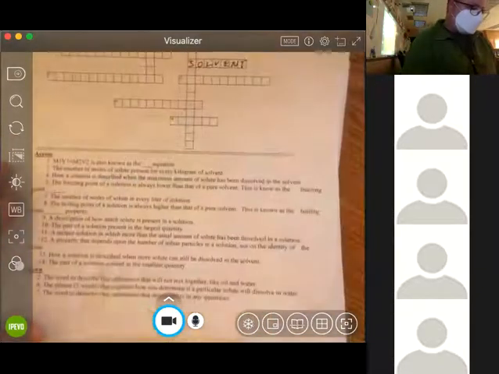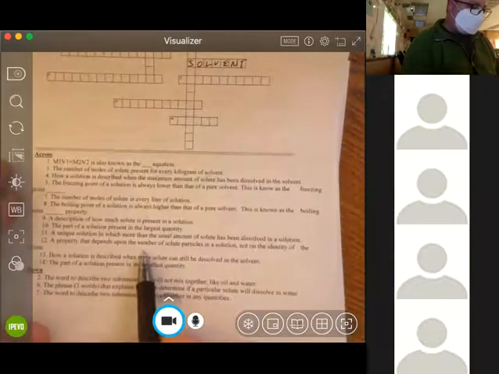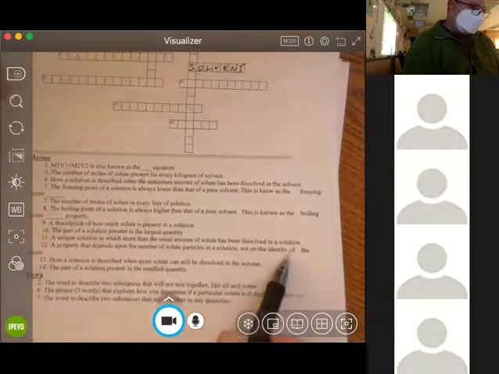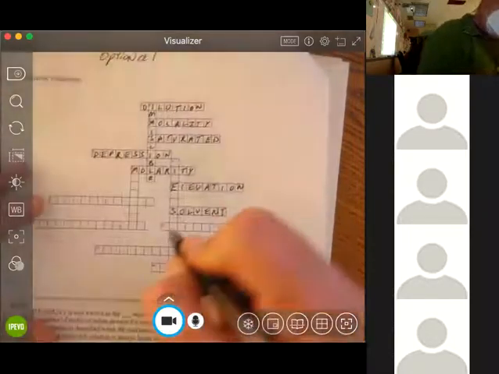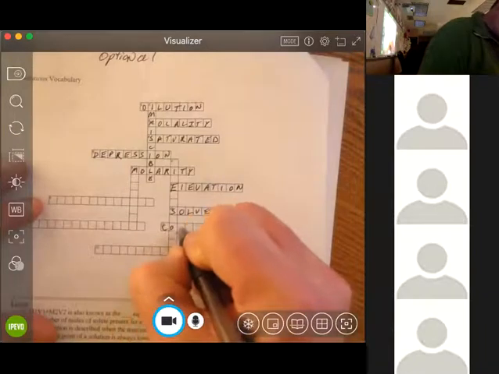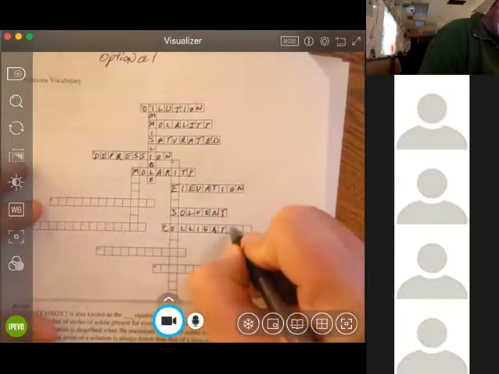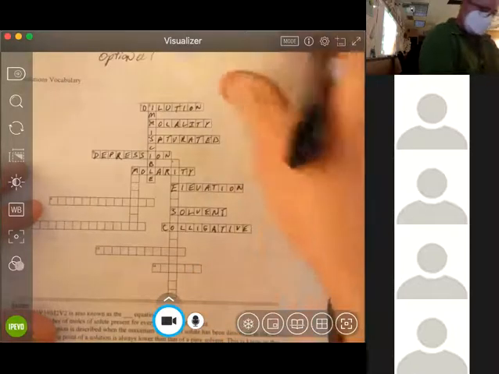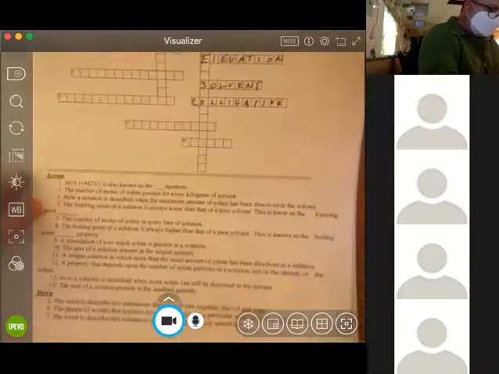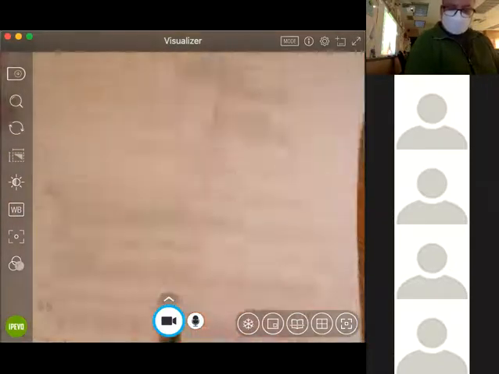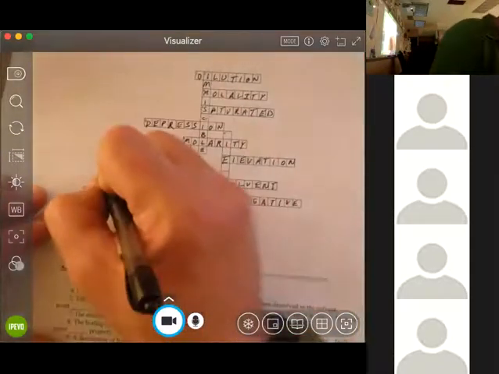12 across, a property that depends on the number of solute particles in the solution, not on the identity of the solute. That would be a colligative property. Number 9, a description of how much solute is present. That is the concentration.